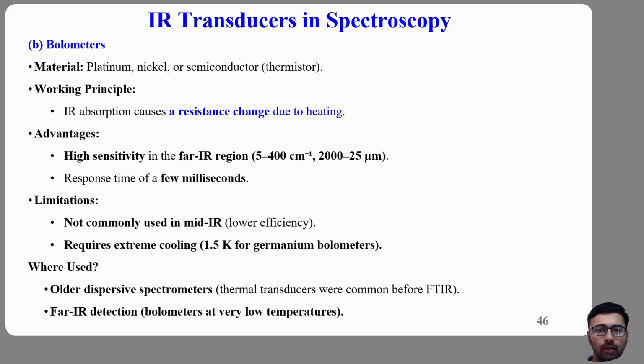Finally, let us discuss one of the most sensitive thermal detectors, that is the bolometer. Bolometers are made from materials such as platinum, nickel, and semiconductor thermistors. When infrared radiation hits the material, its electrical resistance changes. This resistance change is measured electronically. Bolometers are highly sensitive in the extreme far IR region. They are widely used in astronomy, space instrumentation, and far IR research.